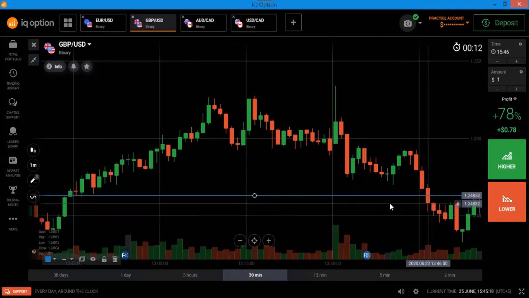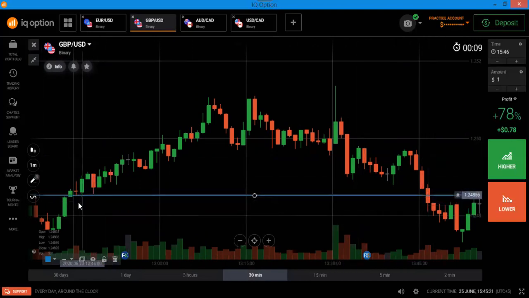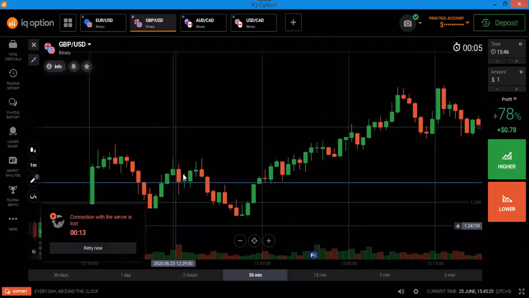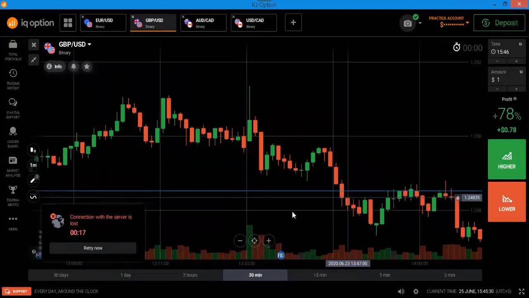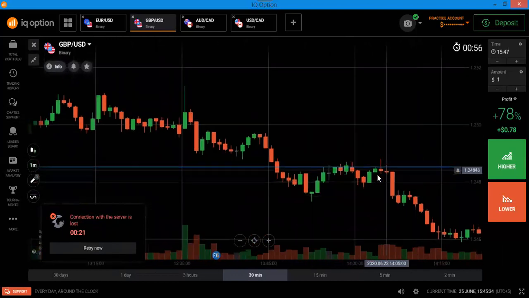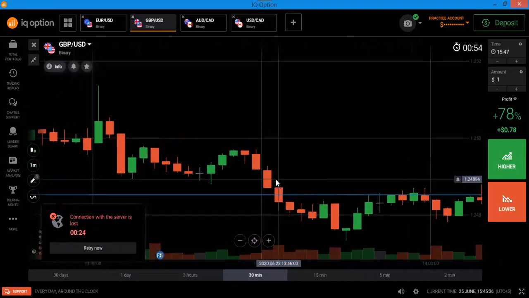So the 50% level acts as support and resistance. Look, that is a support level. That is a support level. In the future, it will work as a support and resistance level. Here, acting as a resistance level. So the 50% idea is a very good idea.